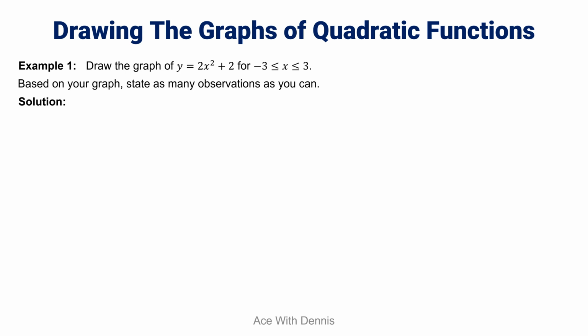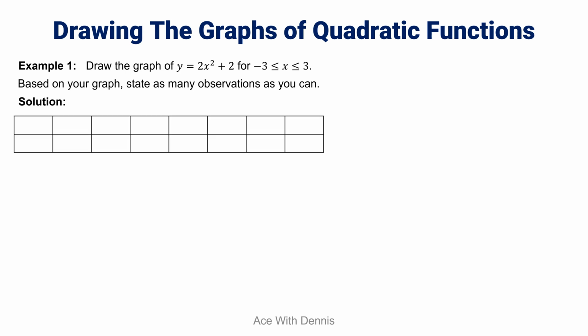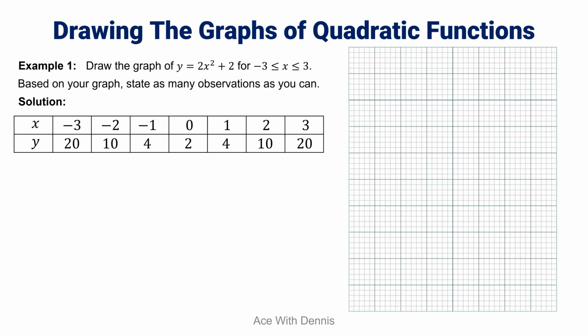So here's the solution. Before we plot the graph, we need to prepare the table, which consists of the x and the y values. Since it's stated by the question from -3 to 3, these will be the values of x that we can choose. Then we calculate the corresponding values for y, and this is what we get. Once we have completed this table, we can start to plot the graph.